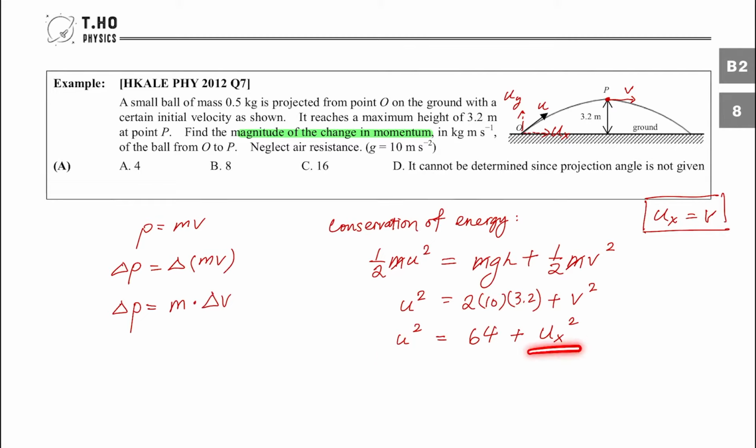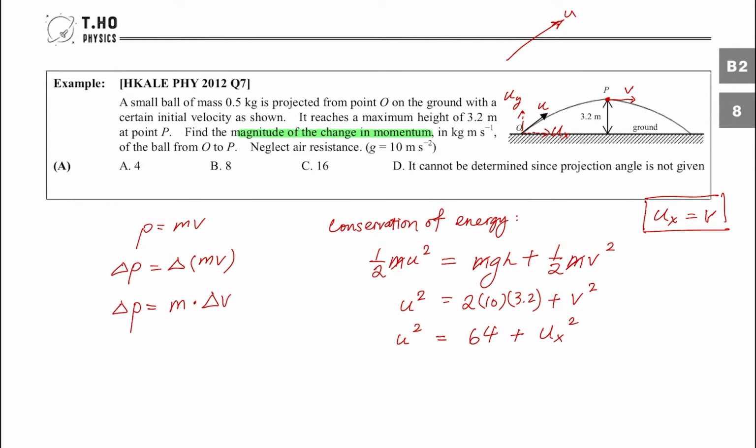We don't know what u is, we don't know what ux is, so there is no way to solve this equation. However, we can try to write one more equation relating u and ux, and then we can solve the simultaneous equations with two unknowns. Now we have one equation with two unknowns, no way to solve, so we are going to write one more equation. By considering the composition of the initial velocity, we can draw a diagram like this.